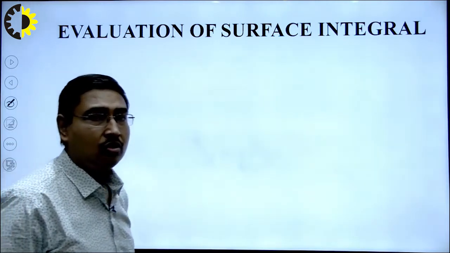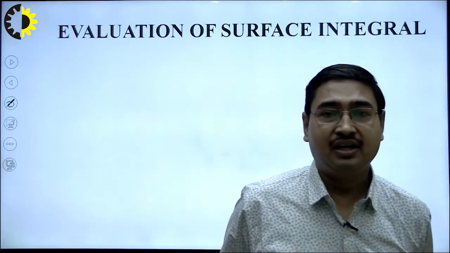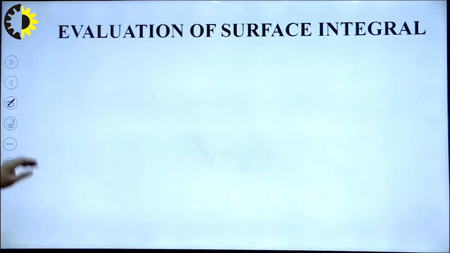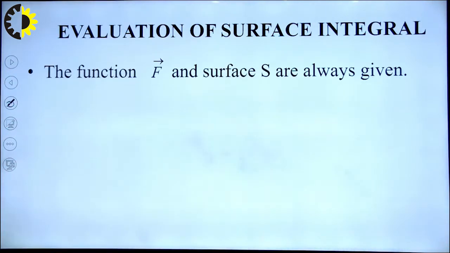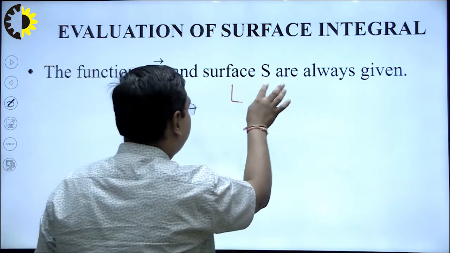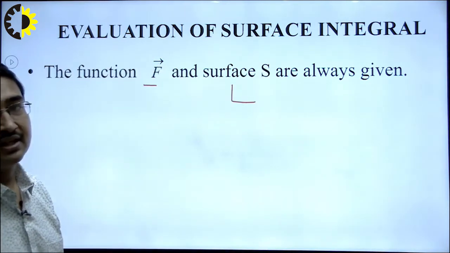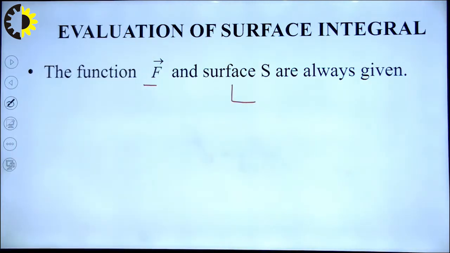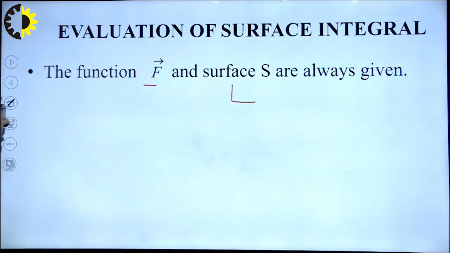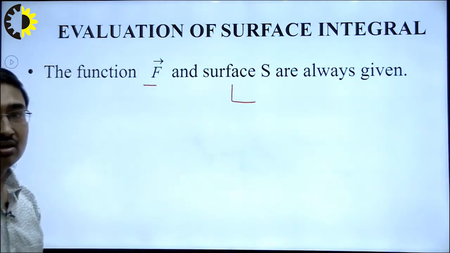We now move towards the evaluation of the surface integral. How can we evaluate a surface integral? We are now going to learn this concept. Whenever we are to evaluate a surface integral, the function whose surface integral is to be calculated, that is function f, and the surface through which the surface integral is required, both of these must be known to us. Therefore, the function f and the surface S are always given.